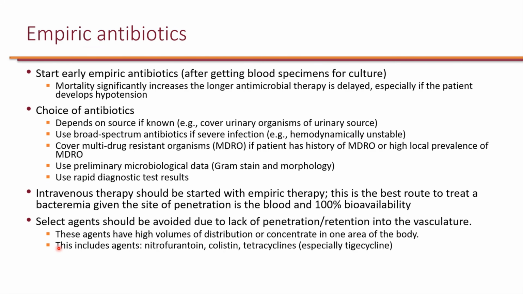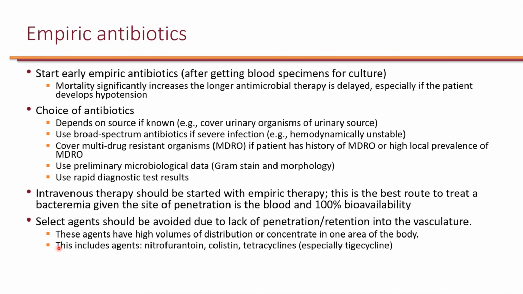Now, for the empiric treatment of bacteremia, it is important to start treatment early in order to decrease the rate of mortality. And the choices of antibiotics really depend on the source, if known, and also on the history of the patient. So, for example, if the patient has a history of multi-drug resistant organism, then broader antibiotics are needed empirically. And of course, tools such as gram stain as well as rapid diagnostic tests are available to optimize the empiric therapy as soon as possible.